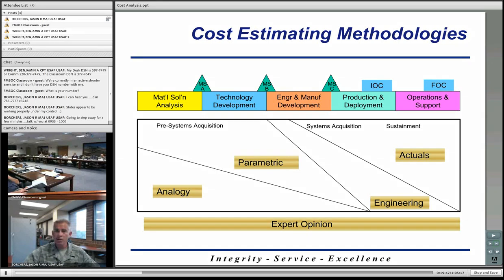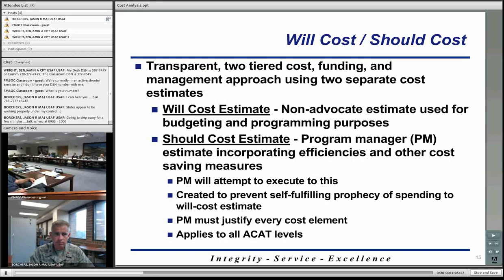So any questions so far for technical programmatic baseline or anything we've talked about so far? Okay. No questions yet. Okay. I think the active shooter exercise got him scared.